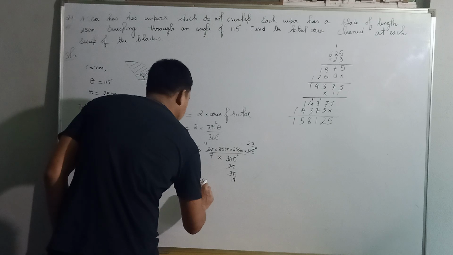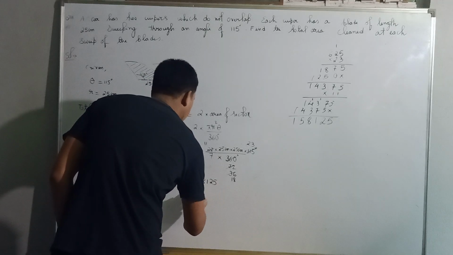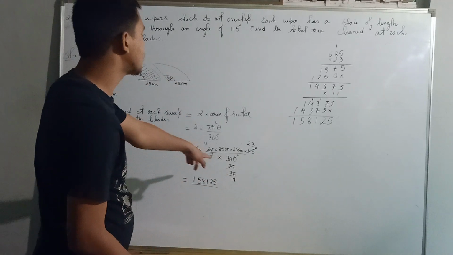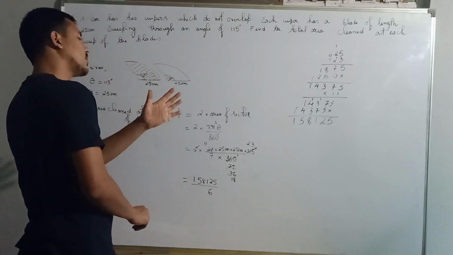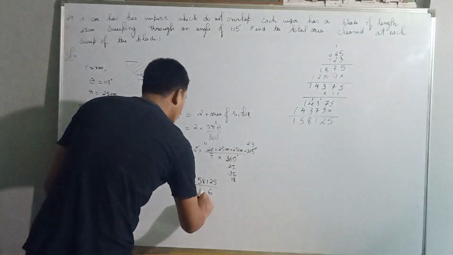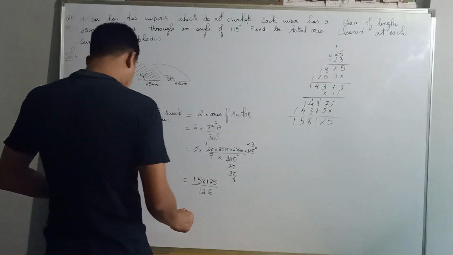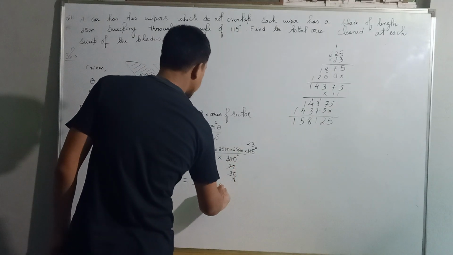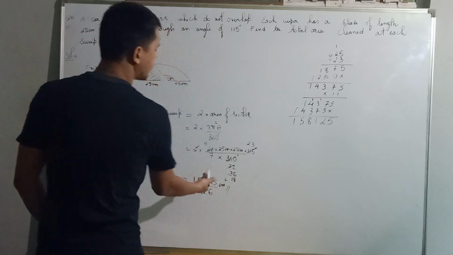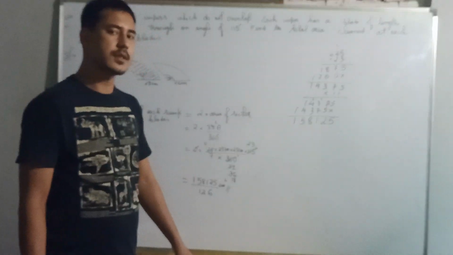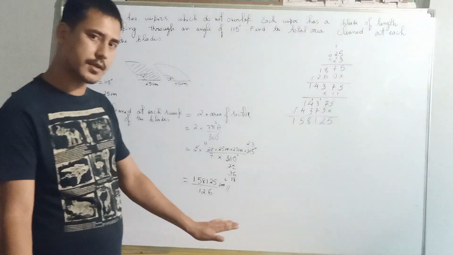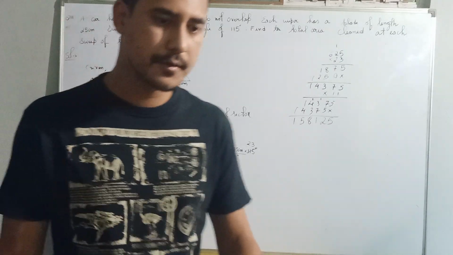158125 upon 7 times 18. 7 times 8 is 56, 6 and 5 carry. 7 ones are 7 plus 5, 12, 126. And then we have centimeter into centimeter, centimeter square. You can leave your answer here, or you can further divide it, express in terms of decimal. That is also correct. Okay.